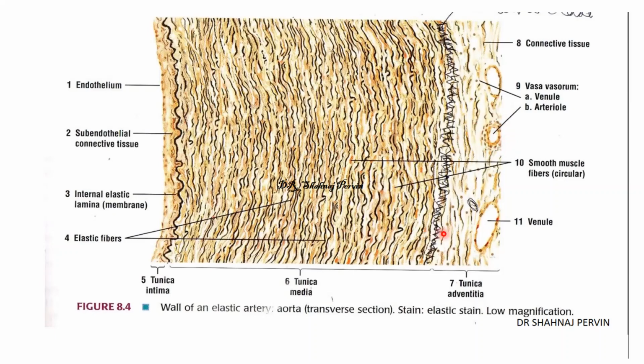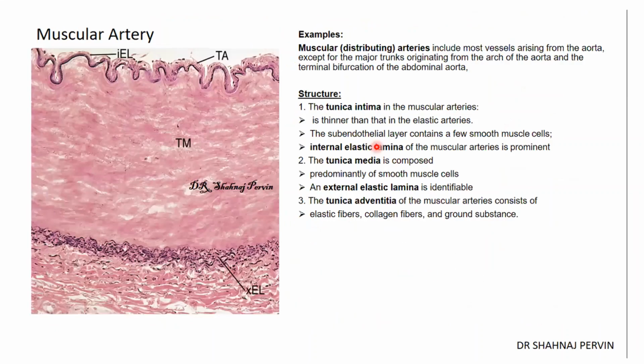Just keep in mind, if it is an elastic artery, elastic fiber is more. If it is a muscular artery, the muscle cells are more in the tunica media. So very simply, remember: identification is 1 point and the 3 layers. Inside to outside, you need to mention the layers and mention 1 line for each. This is the identification points. You might get it like this.